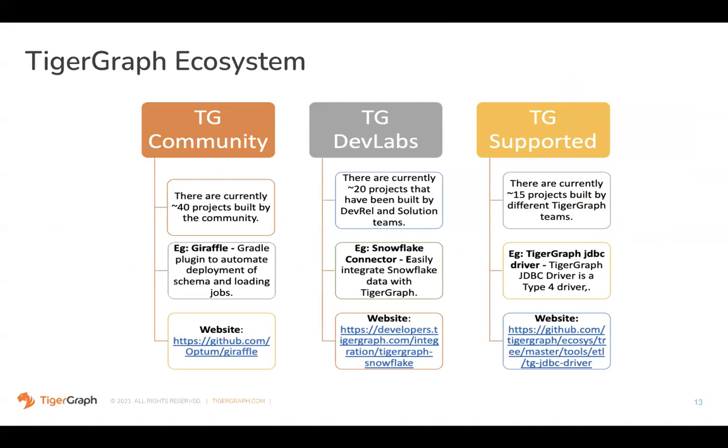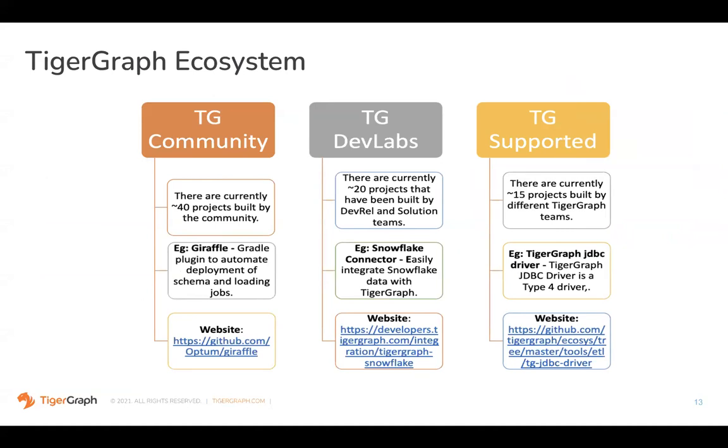I just want to highlight one example, because there are obviously a lot of projects across the ecosystem. For example, with TG community, there are about 40 projects already built by the community. One example I want to highlight is Giraffle. This is a Gradle plugin to automate deployment. It was built by one of our customers, who saw a lot of value and contributed it, and it's available for everyone to use. On Dev Labs, we have about 20 projects built by our internal team, as I mentioned, and the Snowflake connector, which is what we're talking about now, falls in that category.